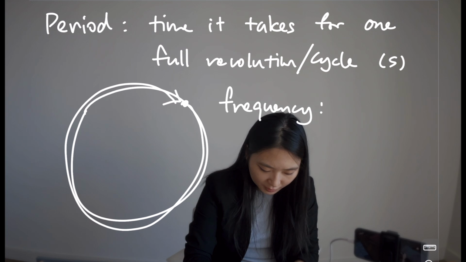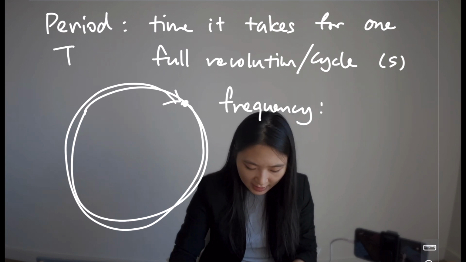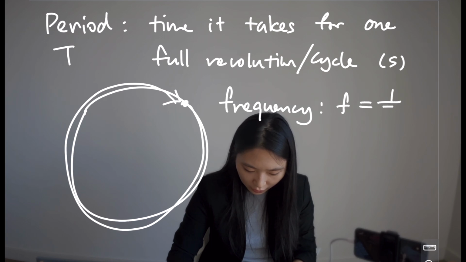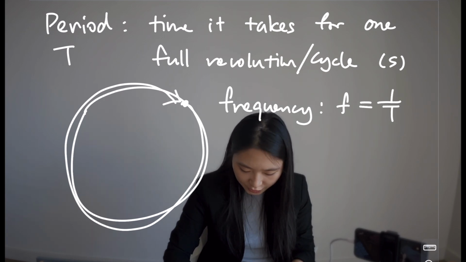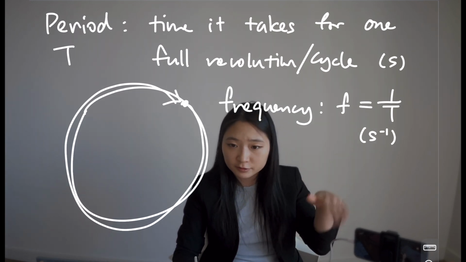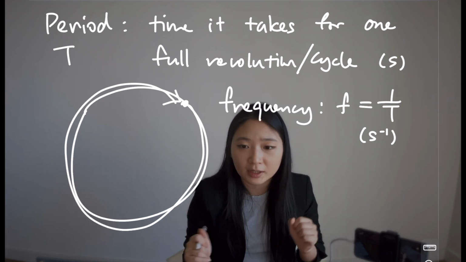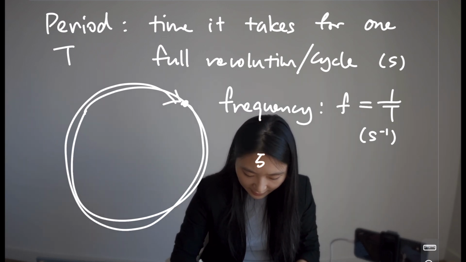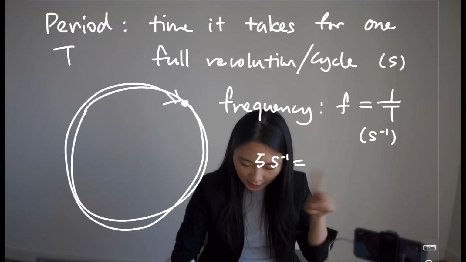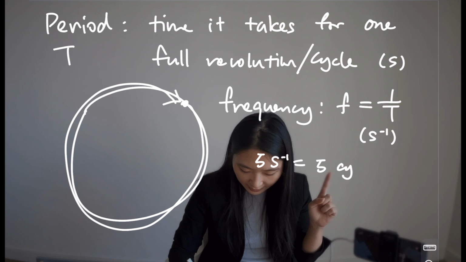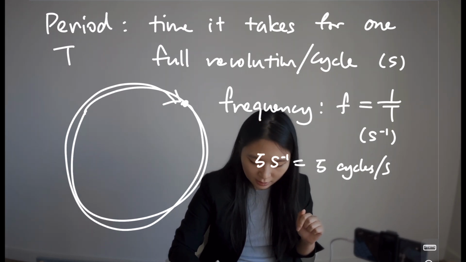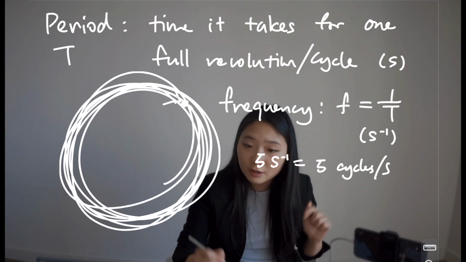So for period, we use the capital letter T to represent it, and for frequency, we use F to represent it. And F is equal to 1 over period, and it is measured in per second. So frequency literally means how many revolutions I am doing in 1 second. So for example, 5 per second means in 1 second, I am going through 5 cycles or 5 revolutions. So that means in 1 second, I am doing 1, 2, 3, 4, 5 revolutions.